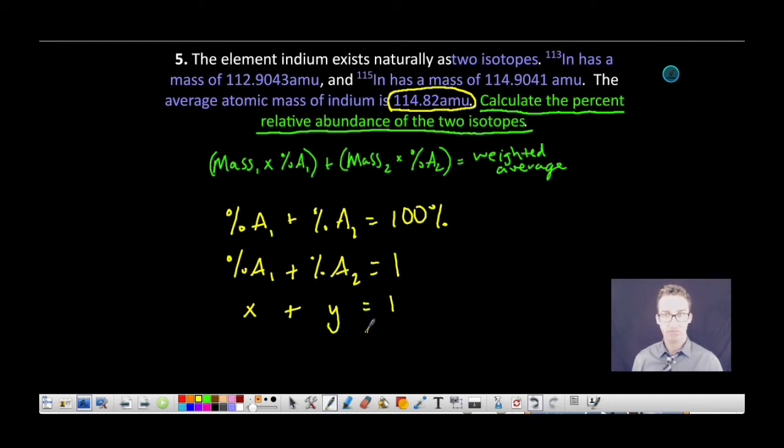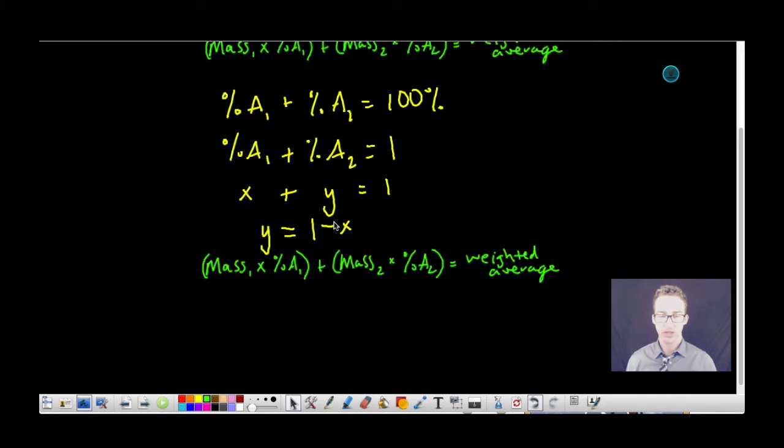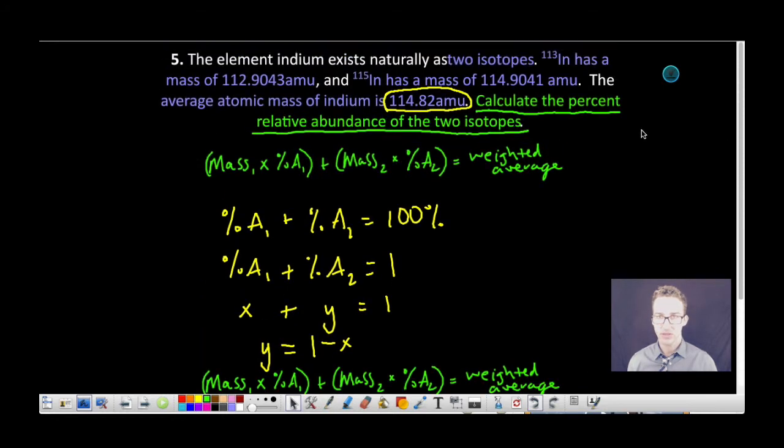We're going to use some basic algebra skills here to solve for Y. So Y is equal to 1 minus X. I'm going to grab this formula again, and using what we just set up here, plug the numbers into the formula for the weighted average. Again, we recognize that the weighted average is given to us in this problem as 114.82 AMU. And again, that's given to us here.